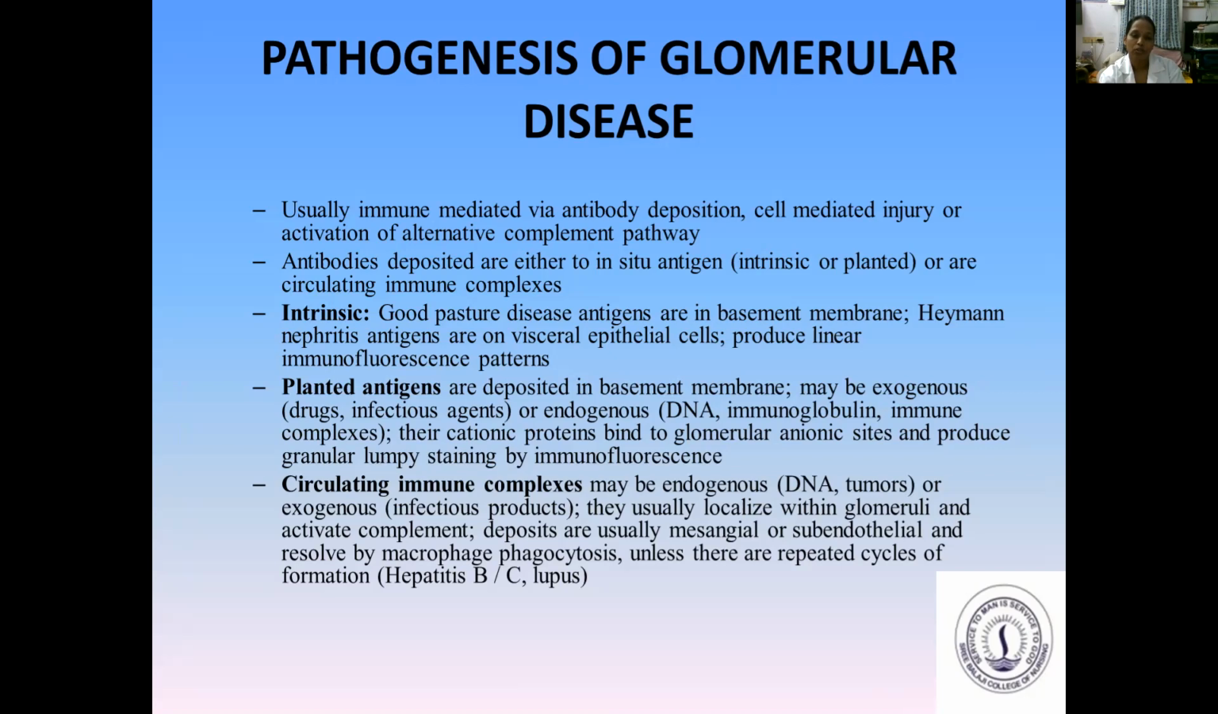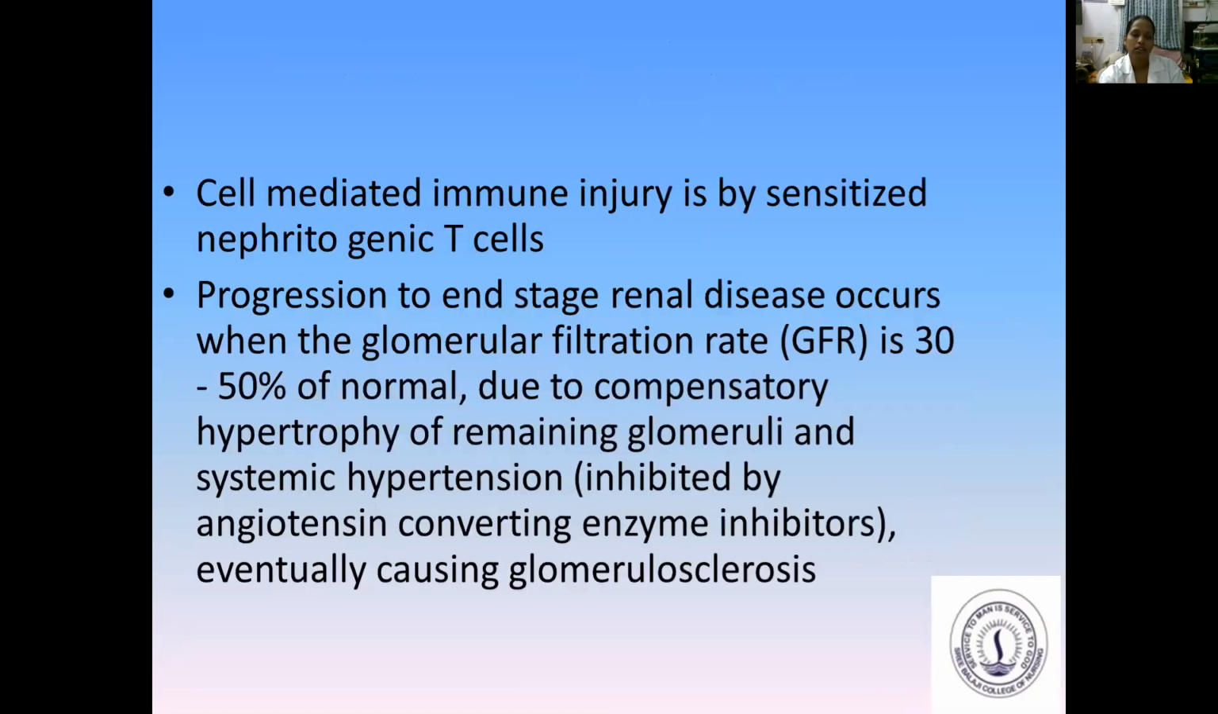So circulating immune complexes may be endogenous, like DNA or tumors, or exogenous, that is infectious products. They usually localize within the glomeruli and activate the complement. The deposits are usually mesangial or subendothelial and are resolved by macrophage phagocytosis unless there are repeated cycles of formation, as in hepatitis B and C and lupus. Cell-mediated immune injury is by sensitized nephritogenic T cells.